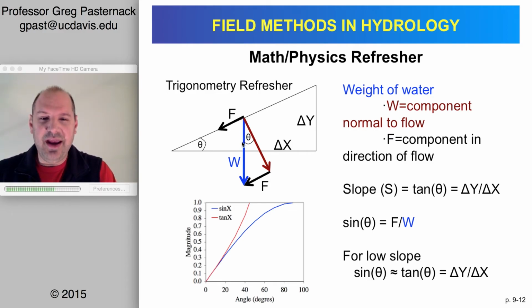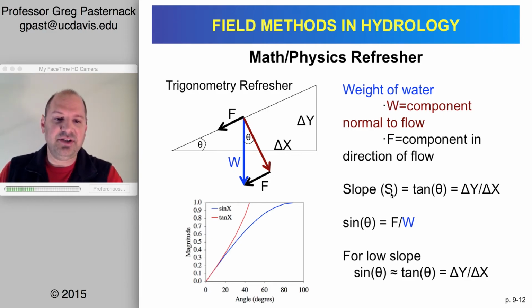So if you know the weight of water, we're going to have to find from the weight just the component that's moving with this vector F. To do that, we have to take advantage of the slope. With this diagram, I've got this angle theta, and by definition the tangent of theta equals the opposite over adjacent, dy dx, and dy dx by definition is slope. So I've got the slope, S, equal to tan theta equals dy dx.